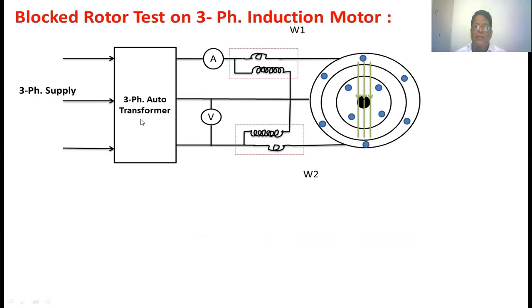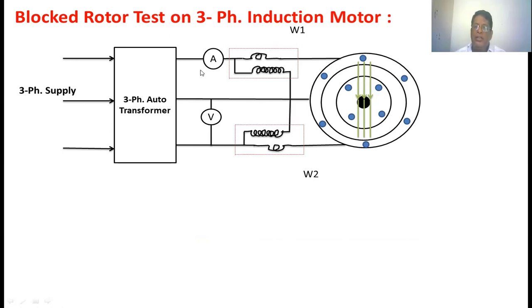Three-phase supply is there. A three-phase autotransformer applies the regulated voltage to the induction motor. This is the ammeter. This is the voltmeter. This is wattmeter 1. This is wattmeter 2. In this test, you apply the voltage gradually.